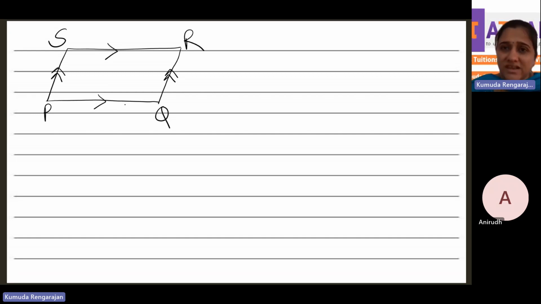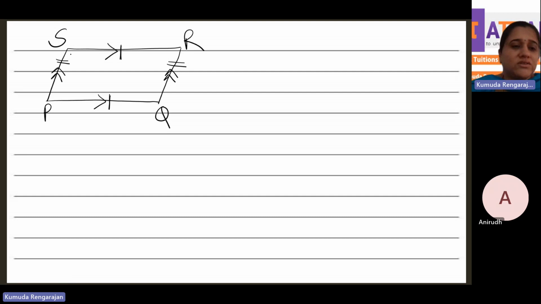Also, opposite sides are equal. How do you mark that? See here, like this. For equality, we mark like this. This one indicates that PQ is equal to SR. And the double lines like this indicate that QR is equal to SP, or PS.